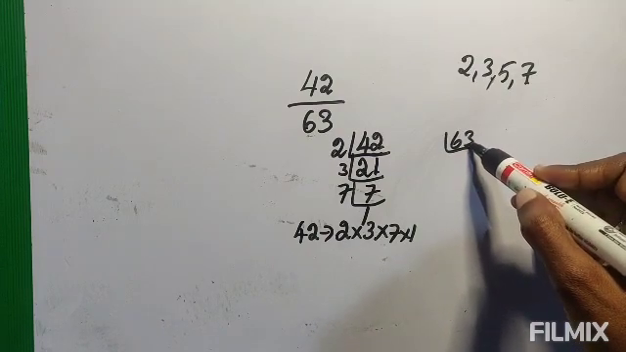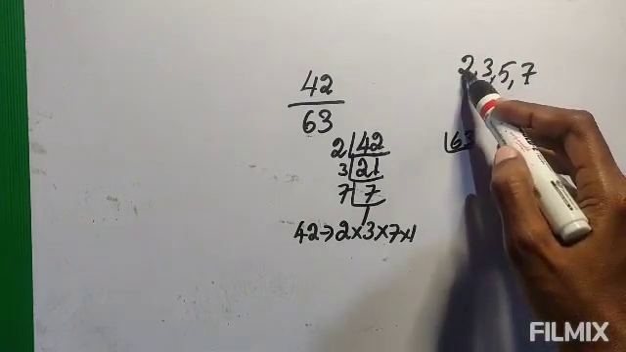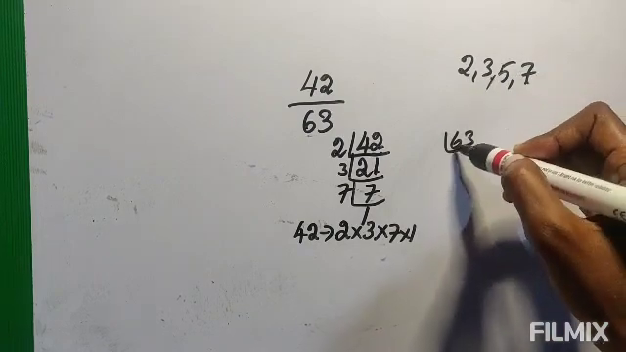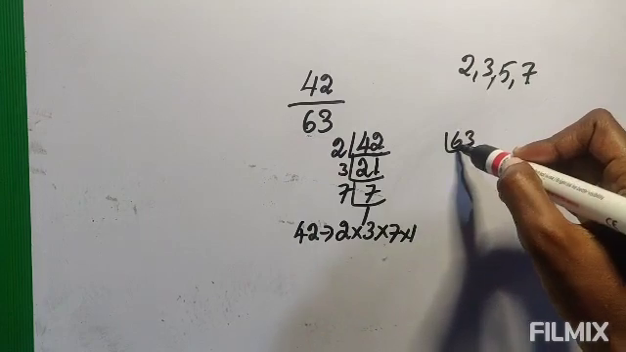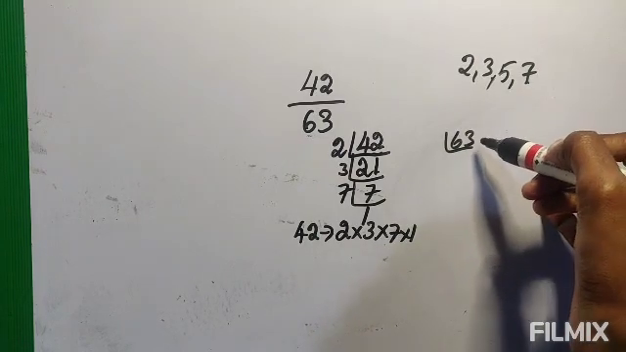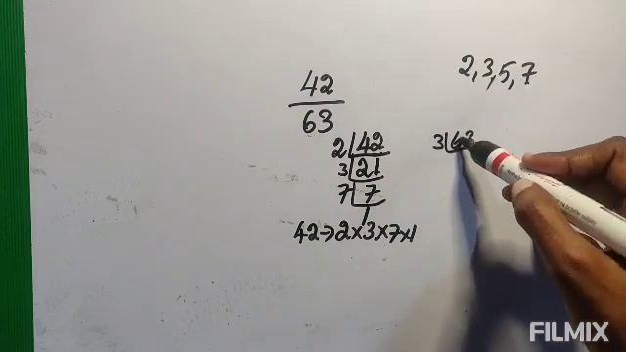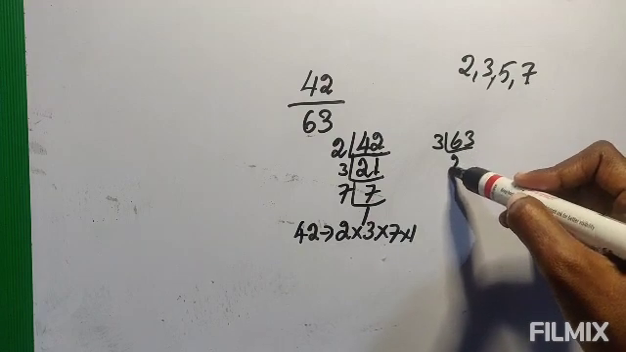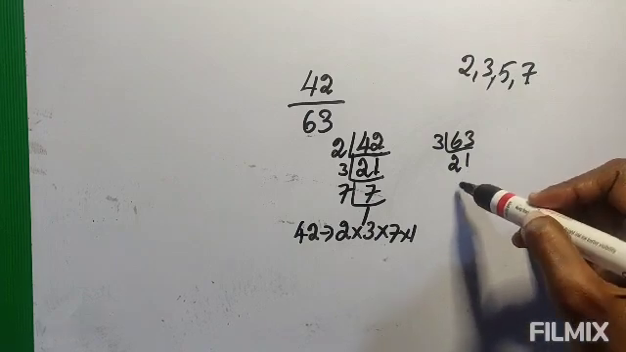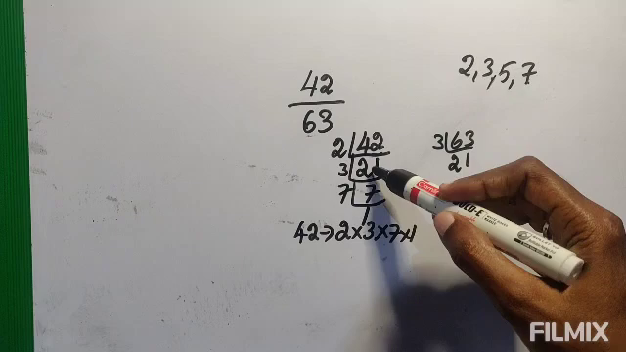63 ends in 3, so it is an odd number, so 2 cannot divide. 2 is an even number, so you have to check by 3. Divisibility by 3 means the sum of the digits must be divisible by 3. So 6 plus 3 is 9. 9 comes in the 3 table, no? So 9 can be divided by 3, that means this number can be divided by 3. In 6 there are 2 3s, so 3 2s are 6. Again in 3 there is only 1 3, 3 1s are 3.